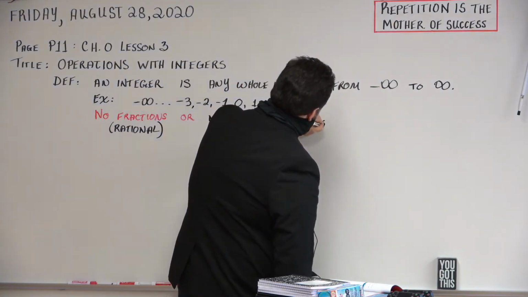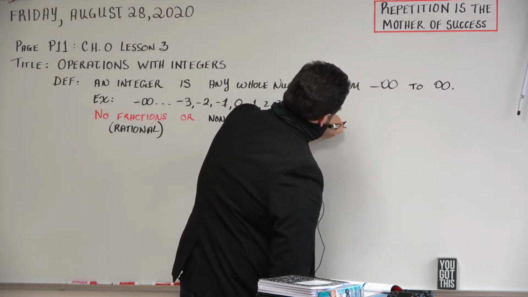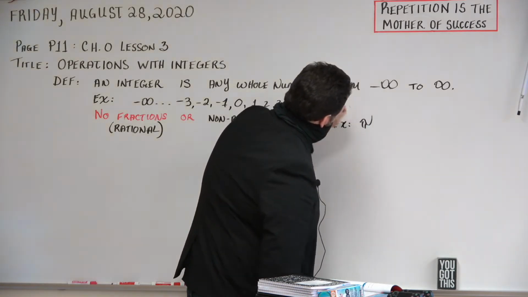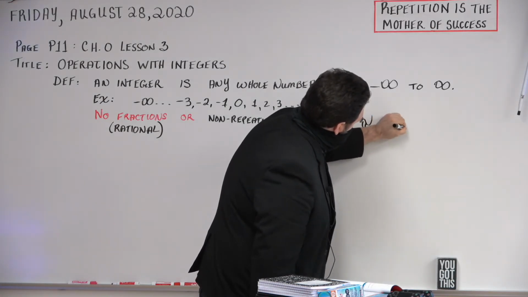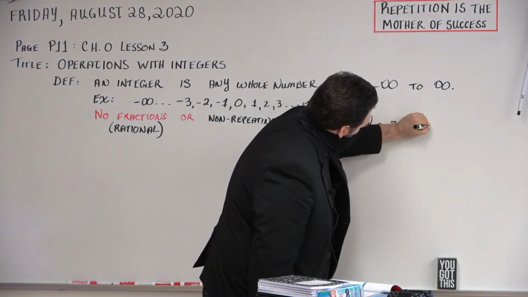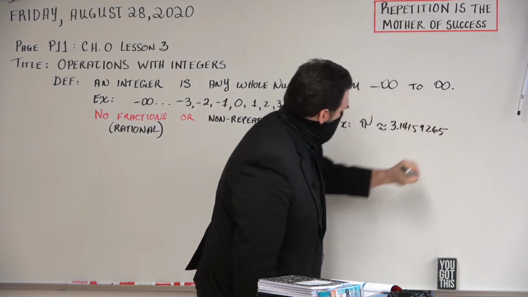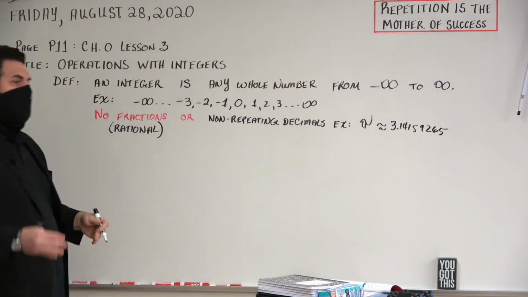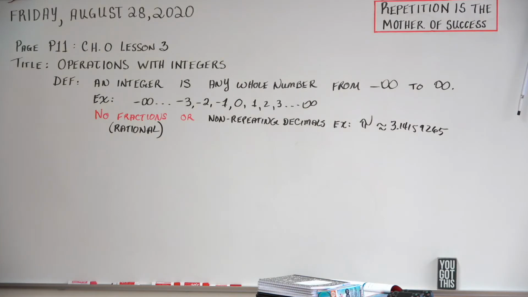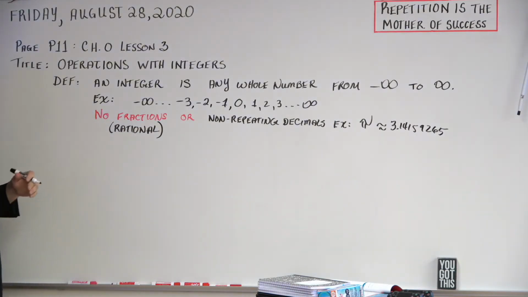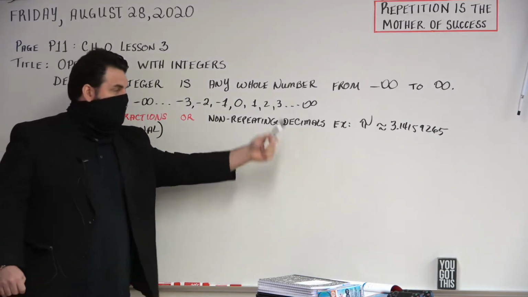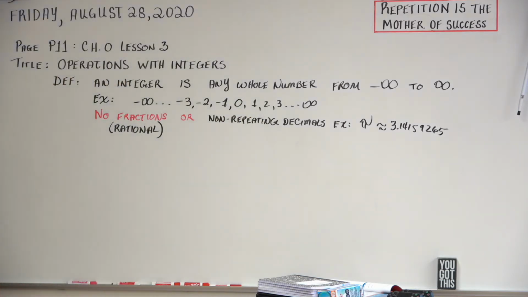An example of a non-repeating decimal would be pi, which is roughly equal to 3.1415925. Basically it just goes on forever, never repeats. Fractions like 3/4 are not allowed. Non-repeating decimals such as pi are not allowed.